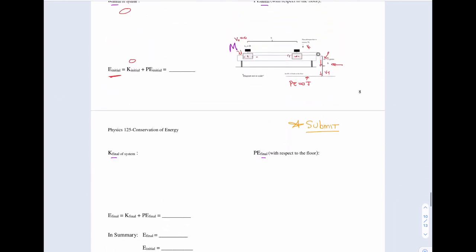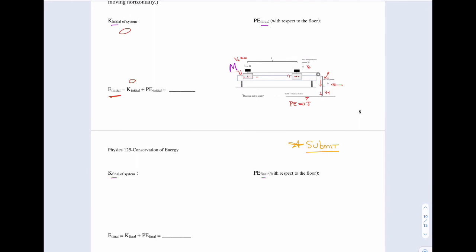And then your final picture, when you calculate your K final, you look at the diagram up here and say, okay, in the final picture, there's two things moving. You have the glider moving, and you have this little hanging mass moving. So you have two kinetic energies, and I showed that up above. And your final potential energy, the hanging mass is at the floor, so your final potential energy is 0, because the glider's potential energy didn't move.